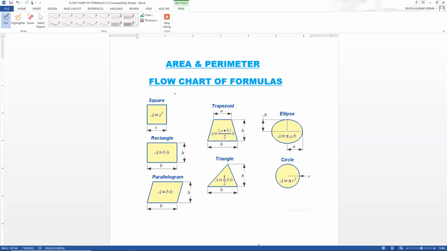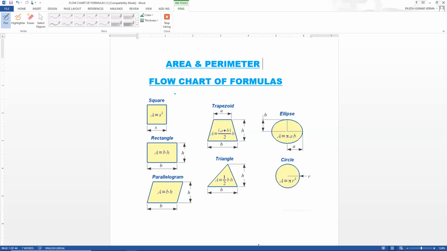So coming to how to calculate area of a square. First, let's recap: what is the property of a square? All the sides are equal. Therefore, area is equal to side into side. Alternately, A is equal to S squared. Similarly, the area of a rectangle is length into breadth. Instead of length into breadth, we can use a common term, base into height also.